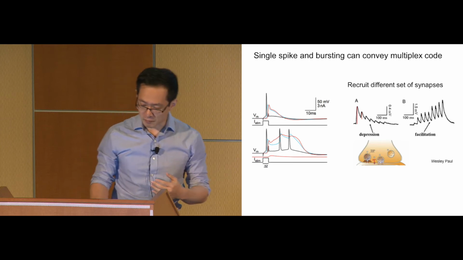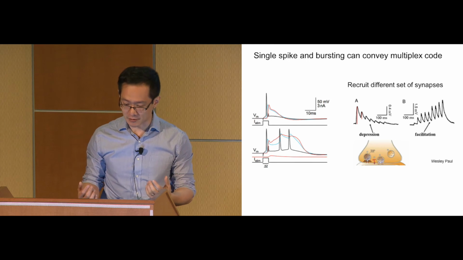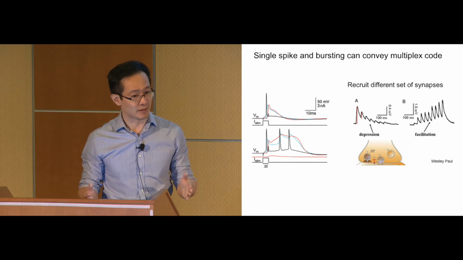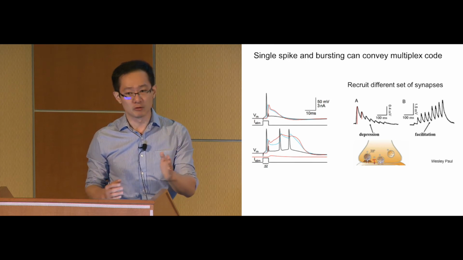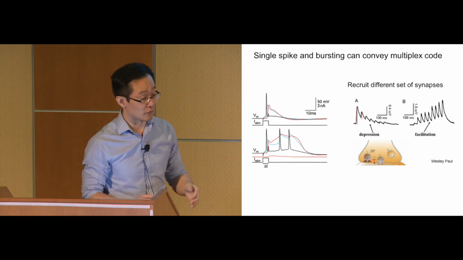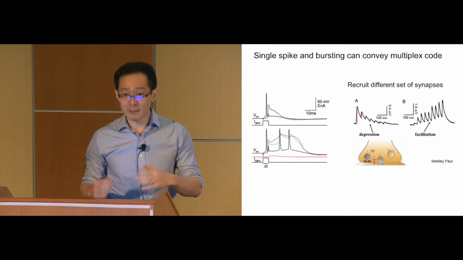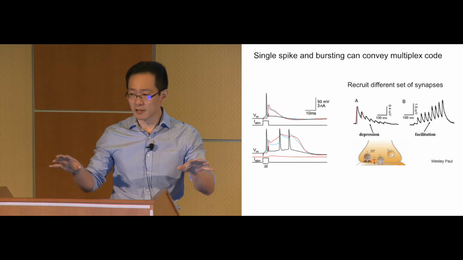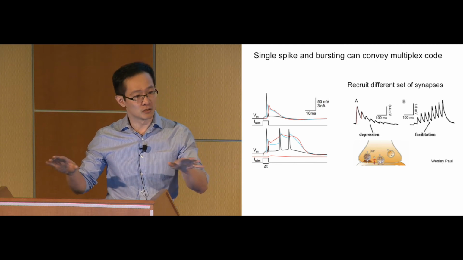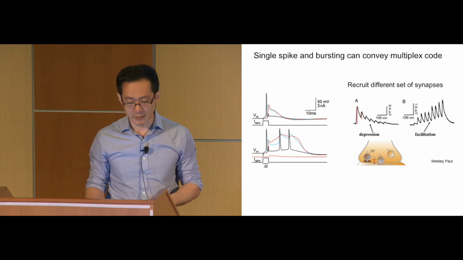The second type is the facilitating synapses. It barely releases anything if there's a single spike, but it releases a lot of neurotransmitter if there's a burst. So you can imagine these two types of synapses can convey these two pieces of information to different brain targets for different information processing.